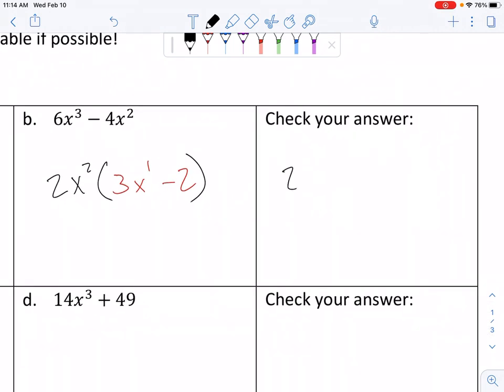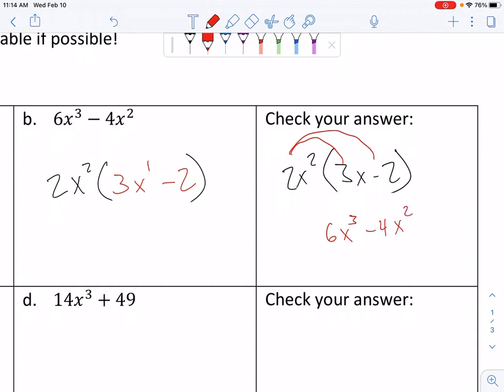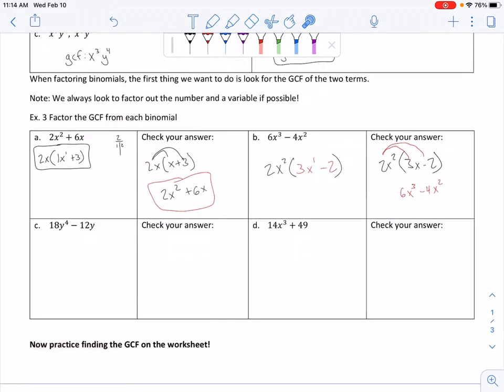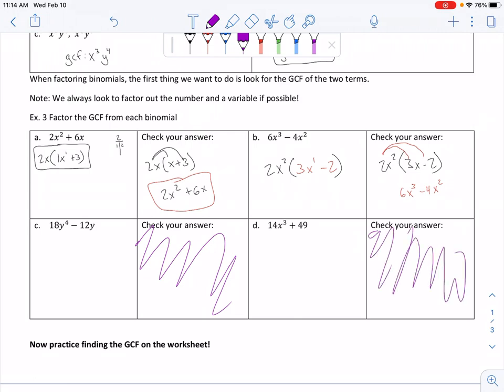And to check it, we're going to multiply back in just to see if we get our original. And this will be the last one I check. I won't do the checks on the other ones. So I'm going to say 2x squared times 3x. 2 times 3 is 6. X squared times x is x to the third. And then 2x times negative 2. 2 times negative 2 is negative 4. And we leave that x squared attached. And if we compare, this is the same as this. So we know we did it right. So I'm not going to do either of these check your answer boxes from here. Okay.